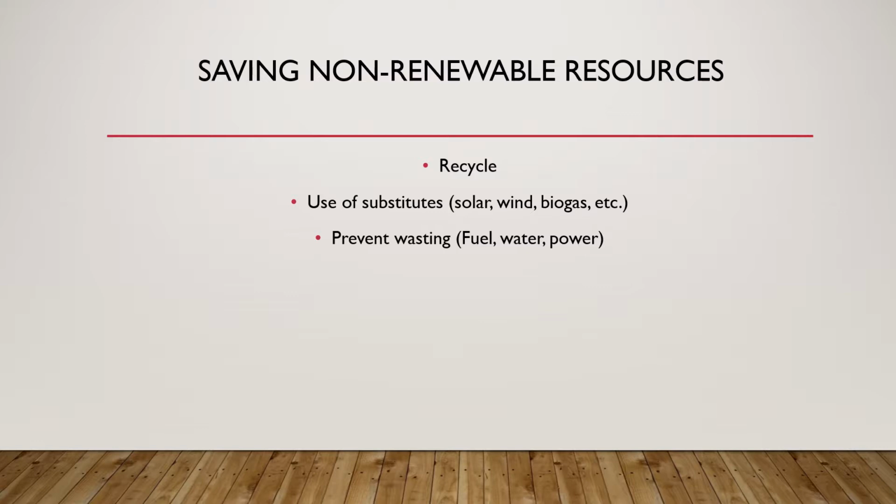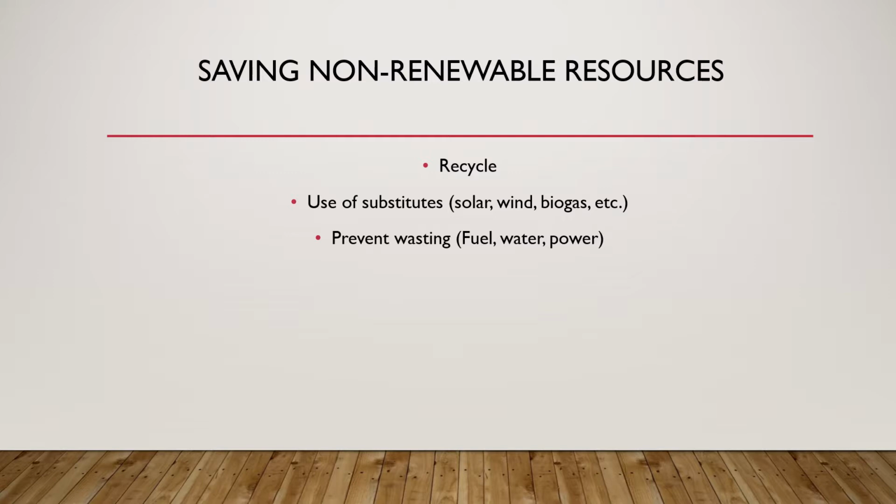The next would be use of substitutes such as solar, wind, biogas, tidal energy. The biogas specifically because it can take the place of natural gas in our homes as far as cooking and heating. Biogas can be trapped, it can be gathered from a greenhouse type thing in your yard.